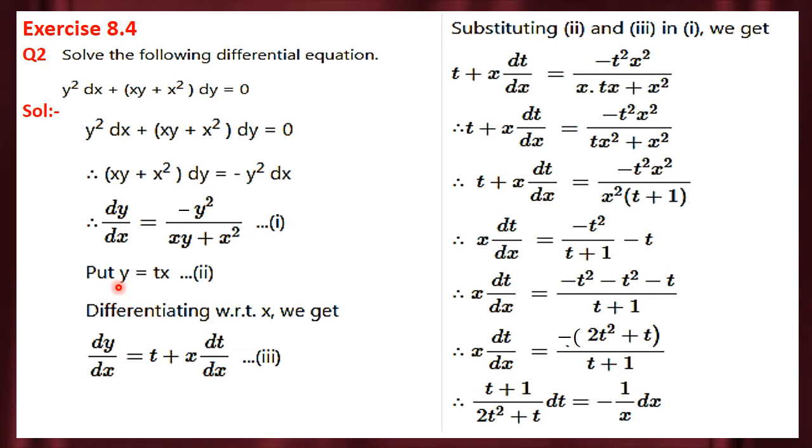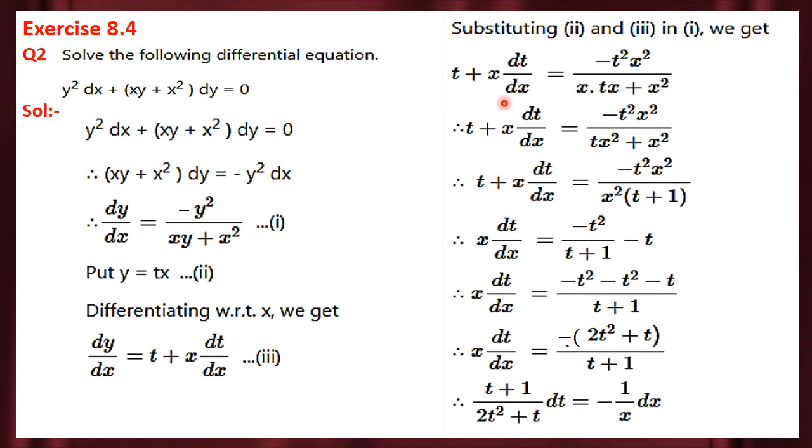Now, which is the next step? That is substitution. y is equal to tx, equation number 2, and we need the substitution for dy by dx also. So we have to differentiate this y is equal to tx. So dy by dx is equal to t plus x into dt by dx by using the product rule, equation number 3. Now we will substitute equation number 2 and 3 in 1.